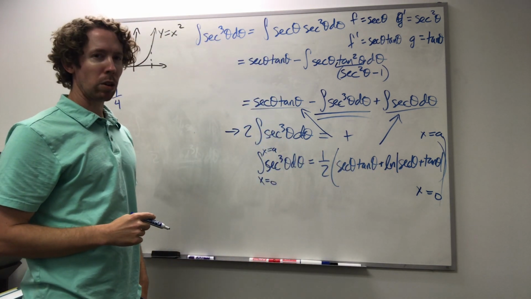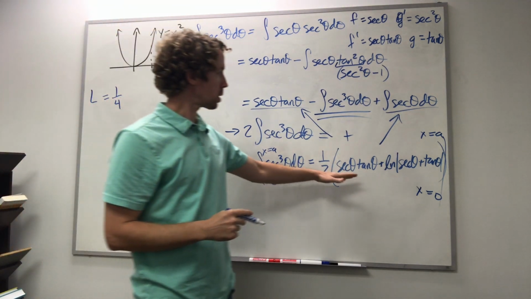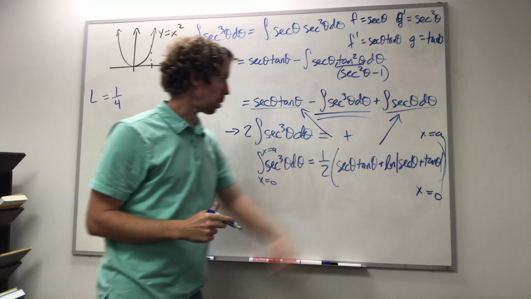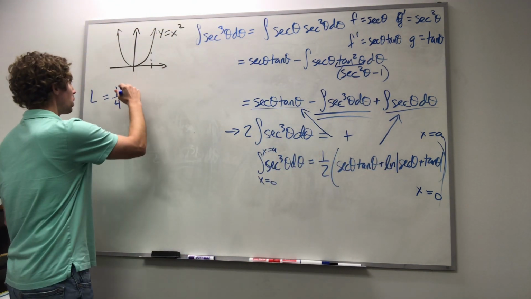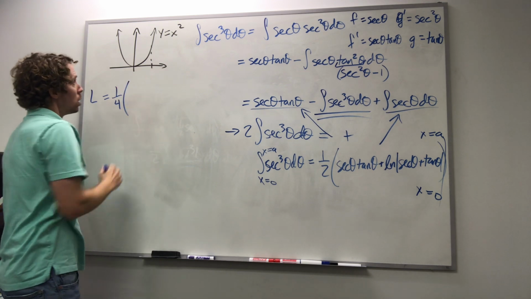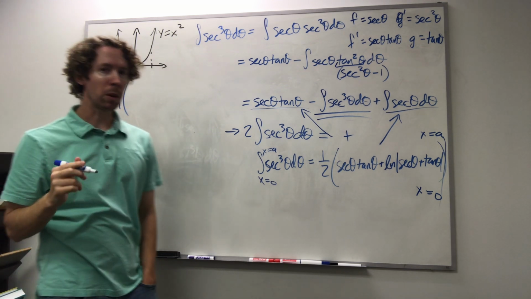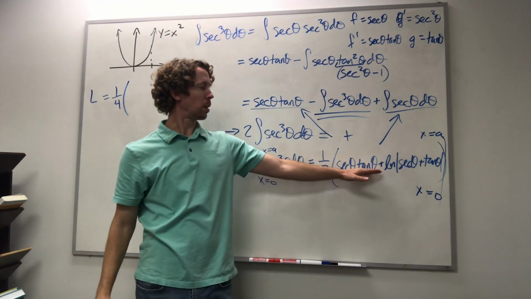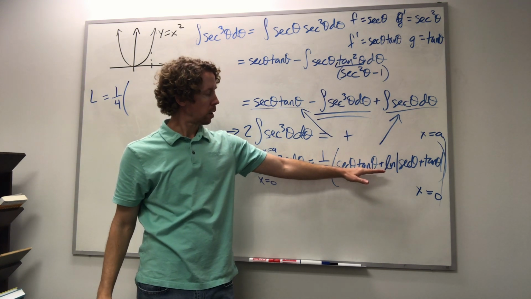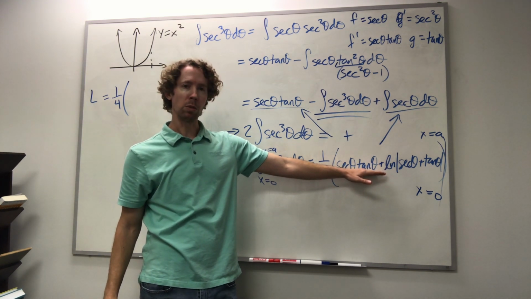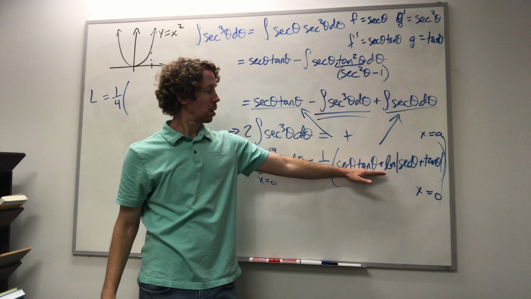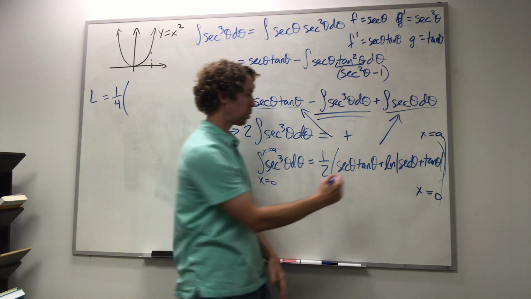I want to go back and rewrite it all in terms of x before I try to plug in those x bounds. So if you remember, we chose tangent theta to be equal to 2x at the beginning. So I'm going to be able to plug in 2x for tangent theta.